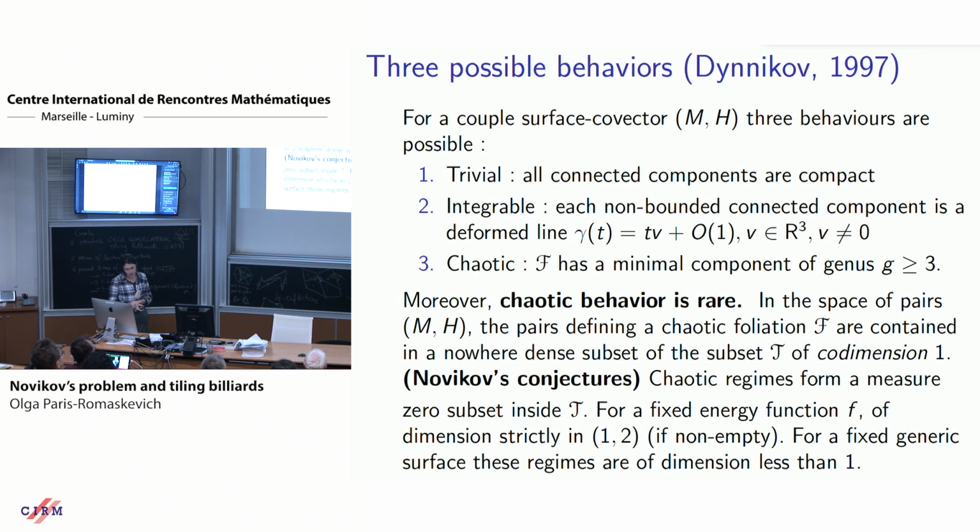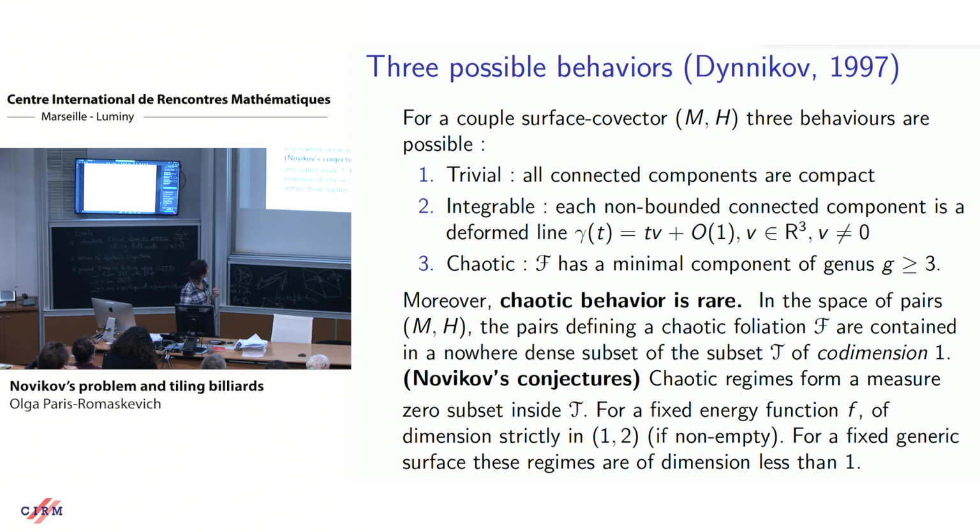So Novikov studied this question for a long time, and he has proven the first very important and very beautiful theorem, using topological and Morse theory techniques. He proved that there are three types of behavior possible, and the chaotic behavior is rare. So let me explain what the behaviors are and what I mean by chaotic behavior.